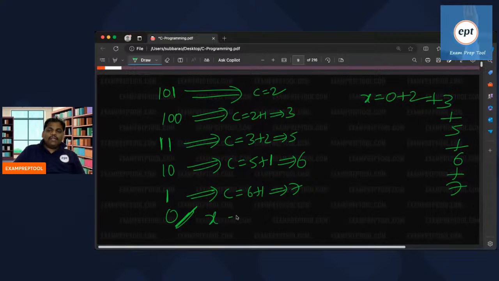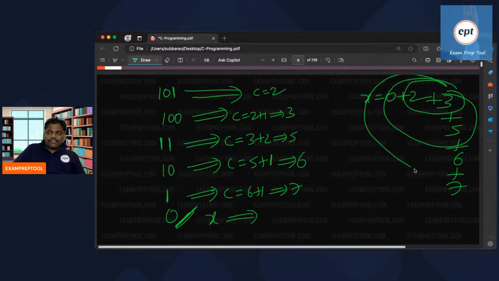Then return the x value. X value becomes 2 plus 3 is 5. 5 plus 5 is 10. 10 plus 6 is 16. 16 plus 7 is 23. So answer is 23 will be printed.